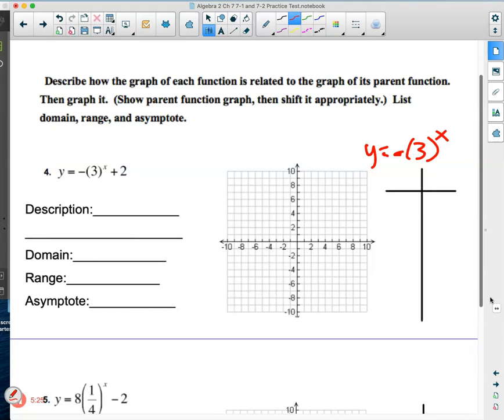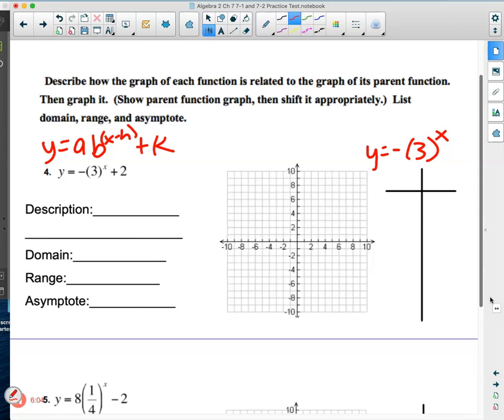It said, describe how the graph of each function is related to the graph of its parent function. Remember, our parent function is already going to have the negative in there. So all we should be telling them for description is this far right or left, this far up or down. That's all we should be telling them. So, reminder, that's what our generic formula looks like: y equals a times b to the x minus h quantity, in parentheses, plus k.